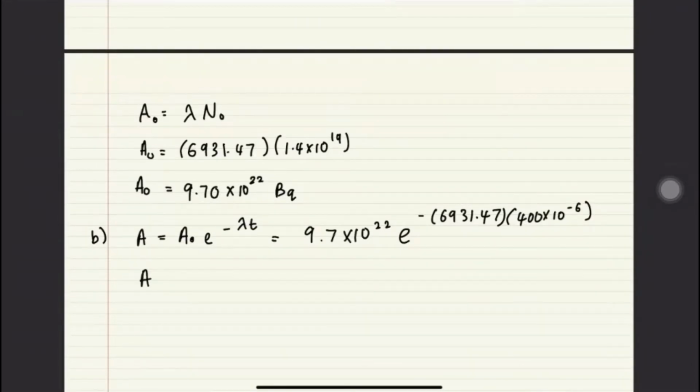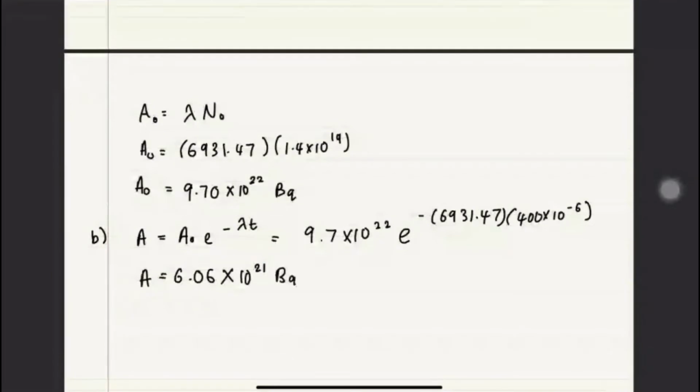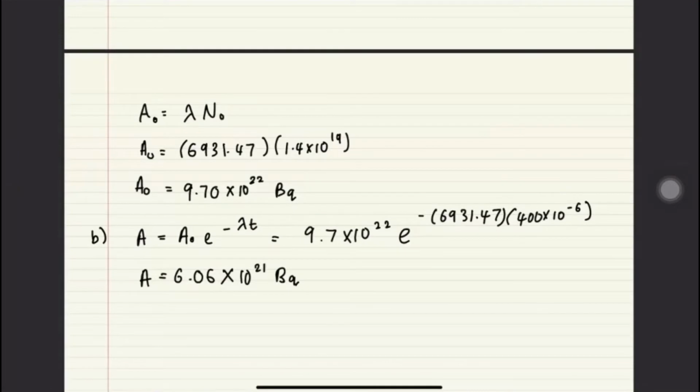Students often forget to press the negative on the calculator. Okay, make sure you don't forget. We got here 6.06 times 10 to the power of 21. Same, sir. Good. And since the question doesn't ask you to change or convert, just leave it as it is. Okay, that one is for question 10.